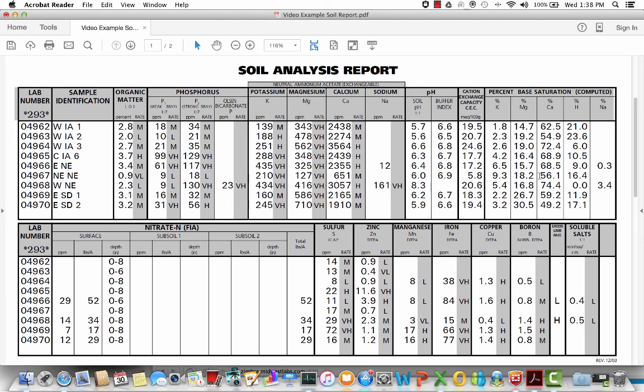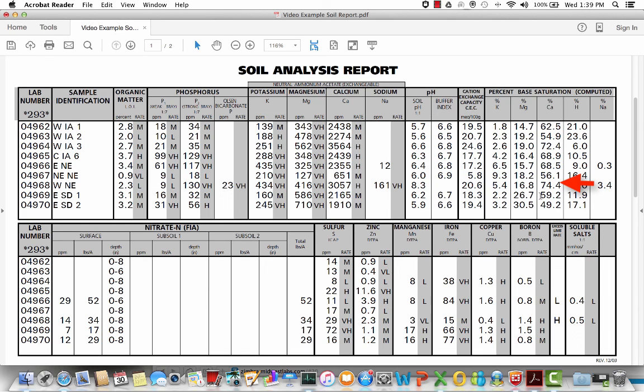Western Nebraska, we know that soil had a higher pH. We see plenty of calcium in that soil from a parts per million standpoint, and the base saturation is one of the highest ones, or actually the highest one on this report.